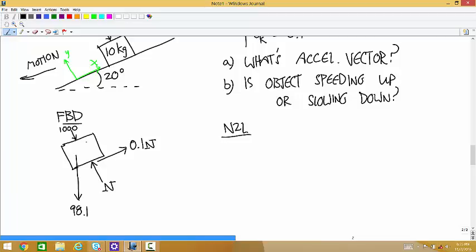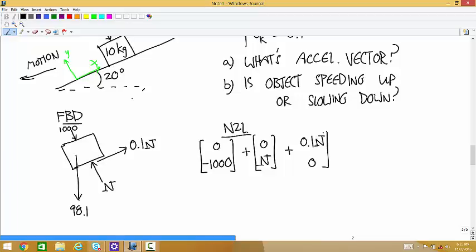So Newton's second law, the 1,000 Newton force is in the negative y direction. So that's 0, negative 1,000. The normal force is, like it always is, in the positive y direction. The friction force is always in either the positive or negative x direction. Which one is it in this case? Positive x, yep. So 0.1 N, 0.